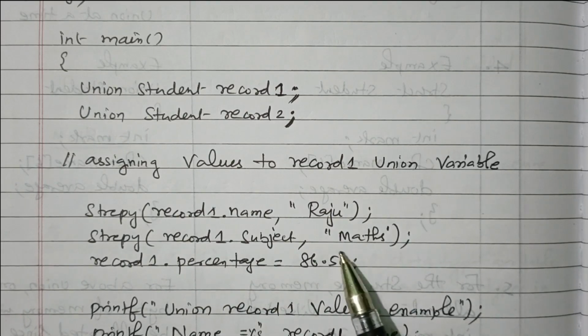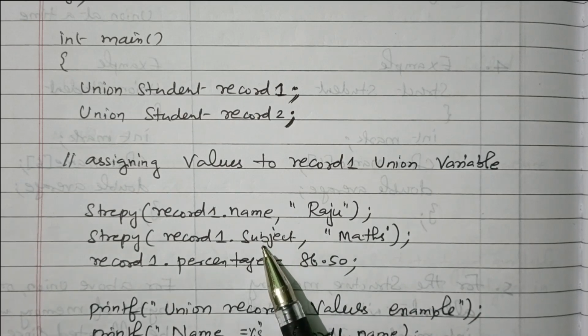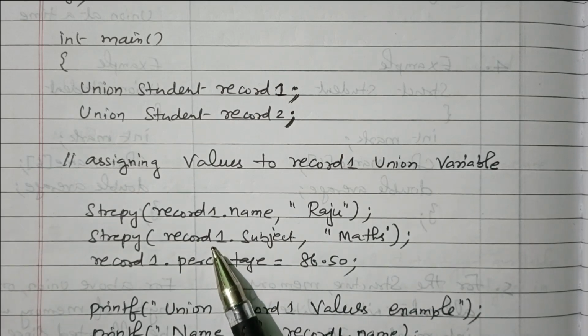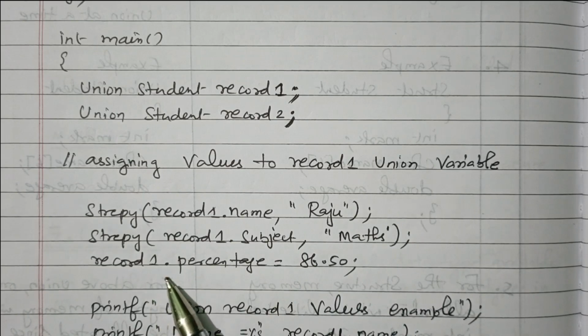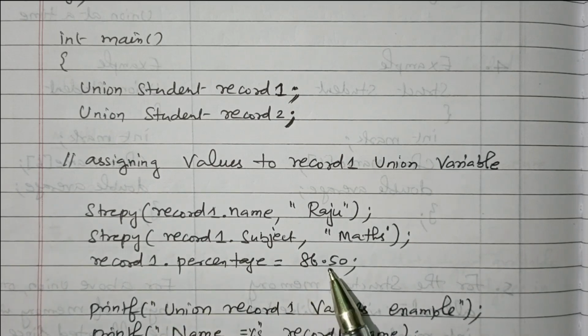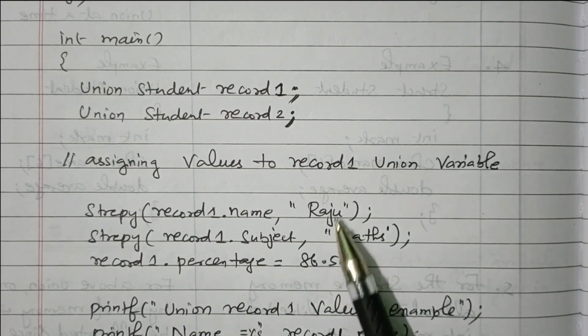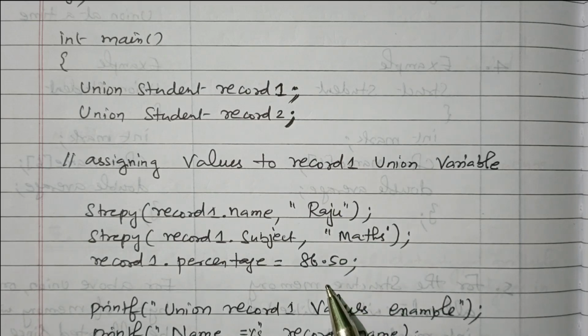Mathematics, Max. So Max will be stored in the subject with record 1, that refers to the first student. Then record 1 dot percentage equal to 86.50, right? So these three data are now stored. What will happen? In a union, only one memory location is allocated.